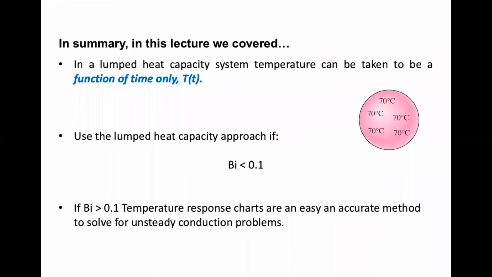And just summarizing what we covered so far: the lumped heat capacity system temperature can be taken just as a function of time, that is, we use the lumped heat capacity approach, if we have a Biot number less than 0.1. With a Biot number bigger than 0.1, temperature response charts provide a more accurate answer to solve 1D unsteady conduction problems.